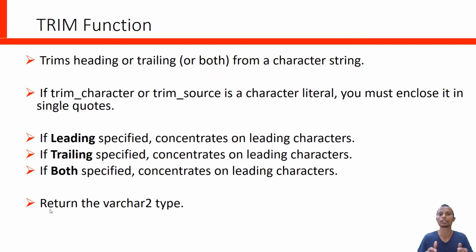The TRIM function trims leading or trailing characters, or both, from a character string. If the trim character or trim source is a character literal, you must enclose it in single quotes. If LEADING is specified, it concentrates on leading characters. If TRAILING is specified, it concentrates on the trailing characters. If BOTH or none is specified, it concentrates on both leading and trailing characters. It returns the VARCHAR2 type. Now let's have a look at a few examples.